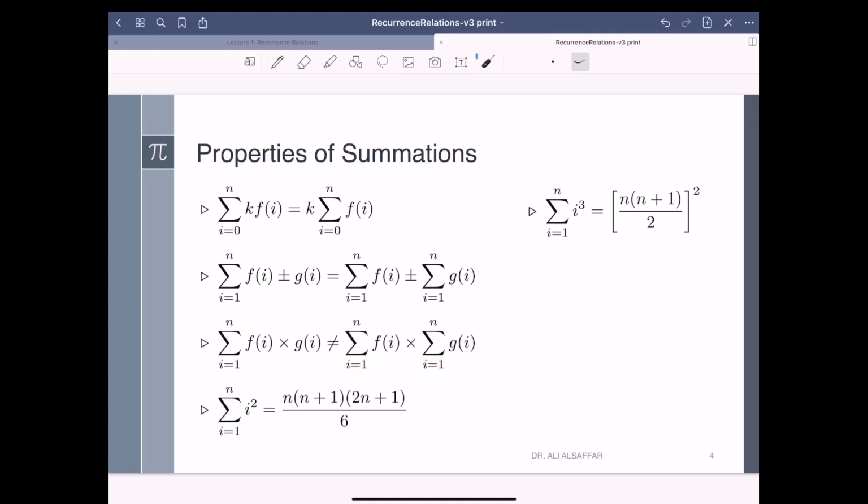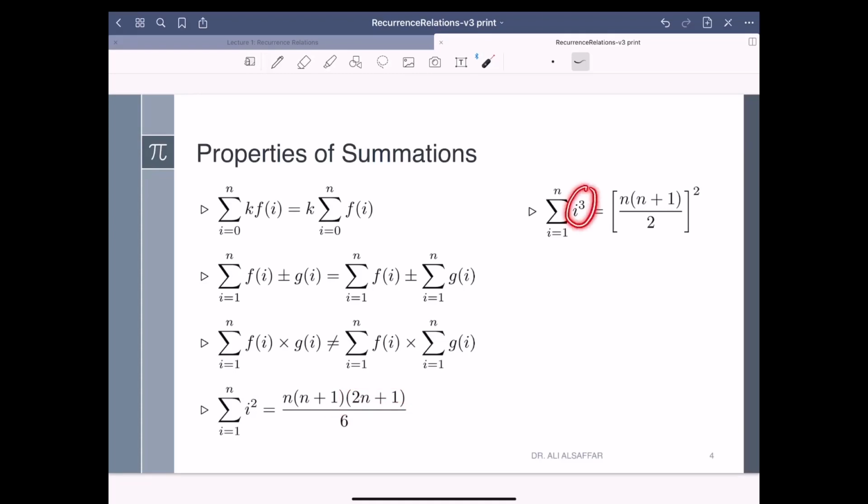For the closed form of the summation of i, it's equal to n multiplied by n plus 1 over 2. Now the closed form equation for i squared, because we will use this equation for some examples later, is equal to n multiplied by n plus 1 times 2n plus 1 over 6. Now if you want to remember this equation, then n multiplied by n plus 1 comes from the summation of i. And 2n plus 1 is an odd number. See how odd numbers are represented? 2n plus 1 divided by 6.